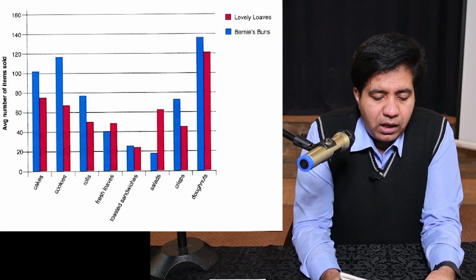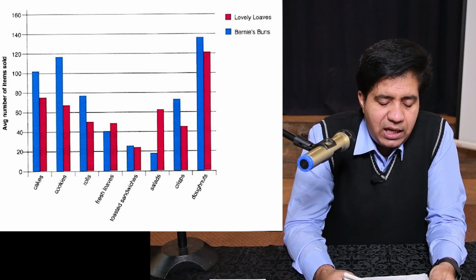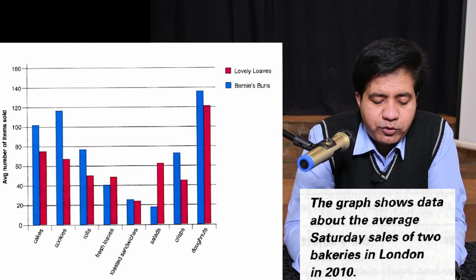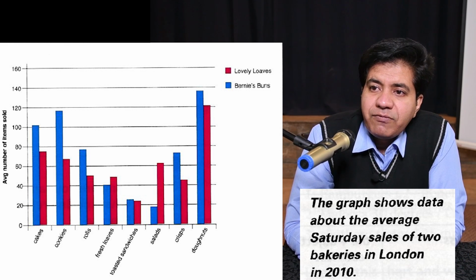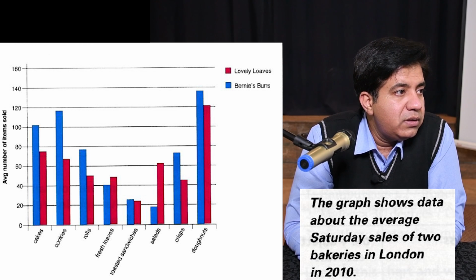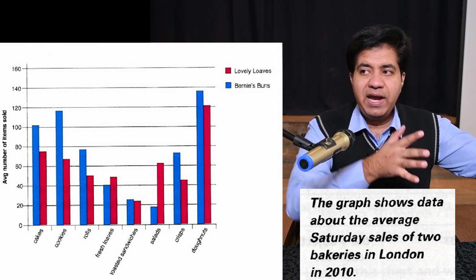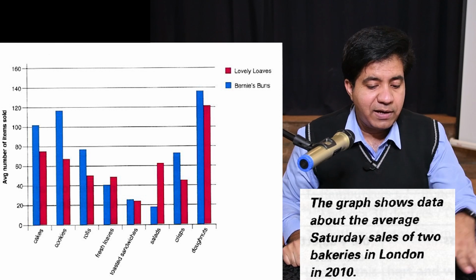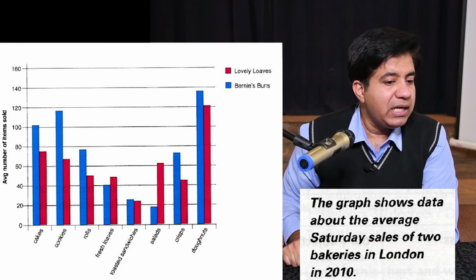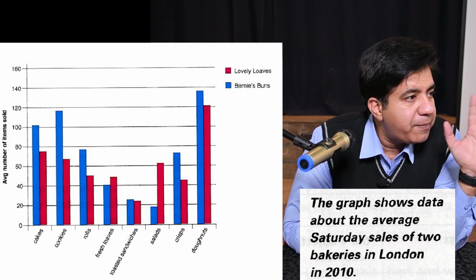Now, let's take a look at this graph, please. I'm reading it from here. The graph shows data about the average Saturday sales of 2 bakeries in London in 2010. Always remember, in comparative graph, data will not move. Move means in a graph with a trend, prices from 2010 to 2020. So, there will be fluctuation, upward, downward trends and all that. But when they give you a comparative graph, we will not have any data that is fluctuating, going up, coming down only.